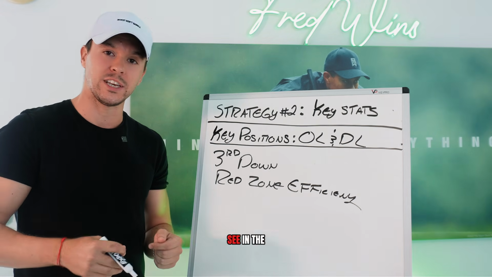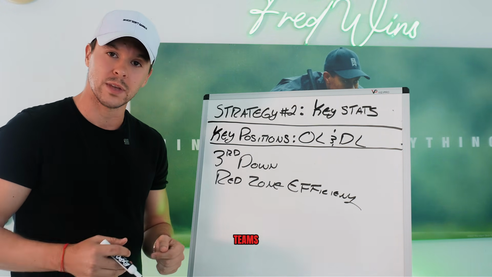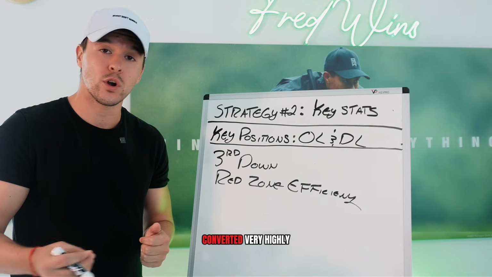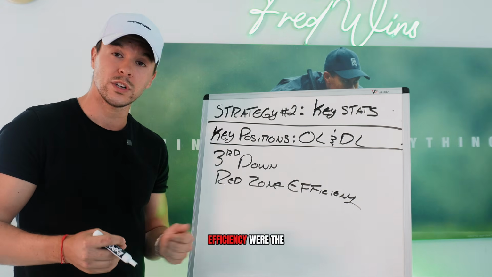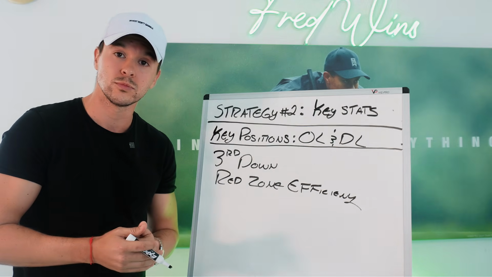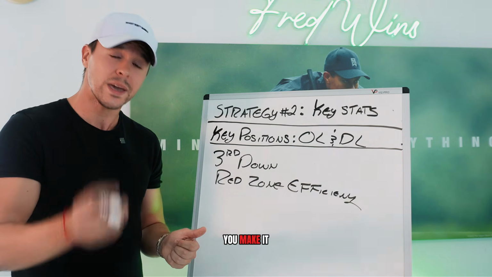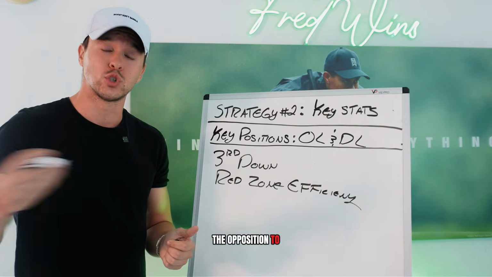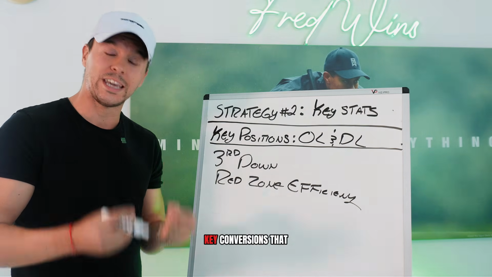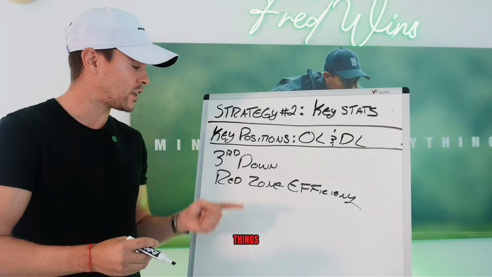Now typically you're going to see in the NFL a lot of the times that the teams that dominate third down and red zone efficiencies are the best teams. And last year one of them was the Super Bowl champion, the Seattle Seahawks. Another team that converted very highly on third down and red zone efficiency were the Rams. Defensively, the Seahawks led on both of these as well. Shocker why they won the league, right? When you convert on third down and red zone efficiency, you make it very tough for the opposition to control the clock and to gain momentum, because you keep on converting on the key conversions that matter long term in the game. So pay attention to the offensive and defensive side of things for both these stats.